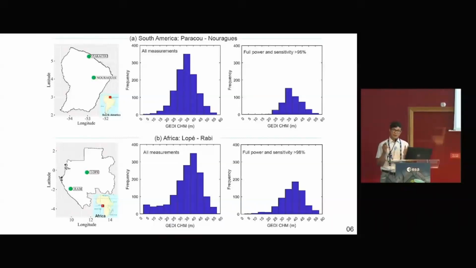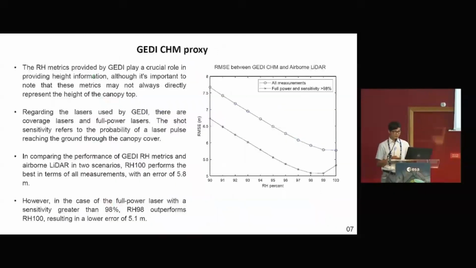So when we're talking about the good data of GEDI, we're talking about the full power source, and also the sensitivity, that is, the probability that they are able to penetrate to a certain tree cover in the forest, greater than 98%. So if we consider all measurements and the other one with good quality data, what can they get? You see here in the figure.